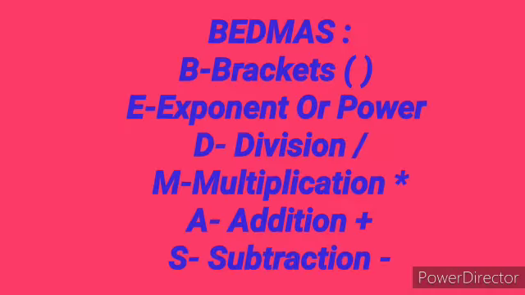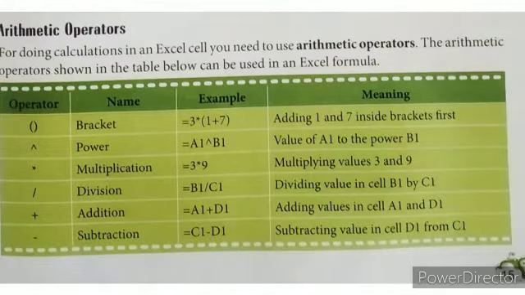Now what is the full form of BEDMAS? B means bracket, E means exponent or power, D means division, M means multiplication, A means addition and S means subtraction. Students, see this figure here: this is the bracket operator, this is exponent. Exponent is called power. For example, if I use 2 exponent 3, it means 2 raised to power 3 and the answer will be 8. This asterisk sign is used for multiplication, this is the division sign to divide two numbers, then addition, and this is the subtraction sign.